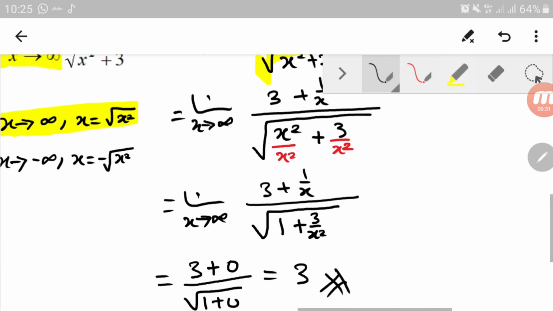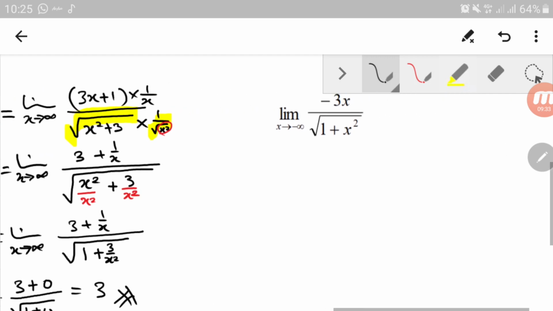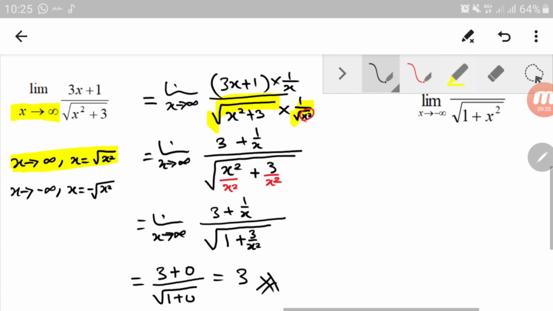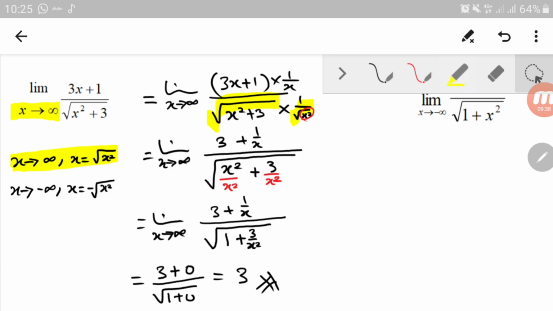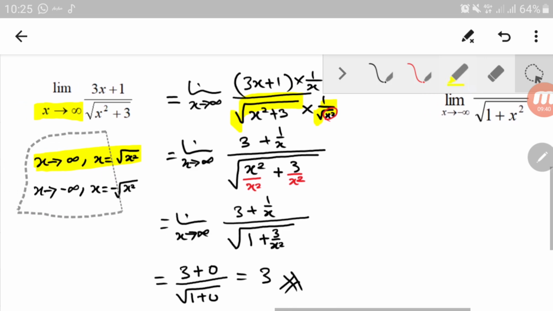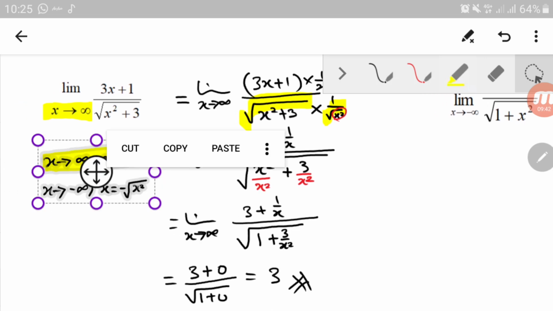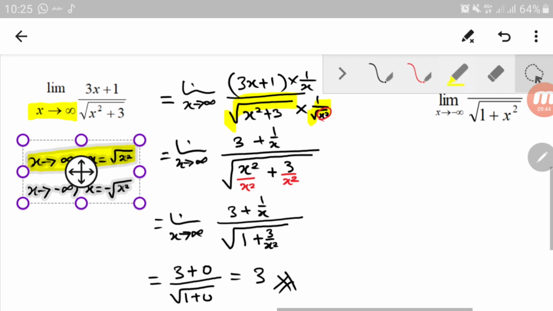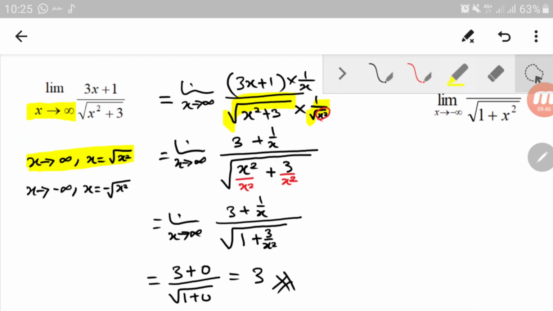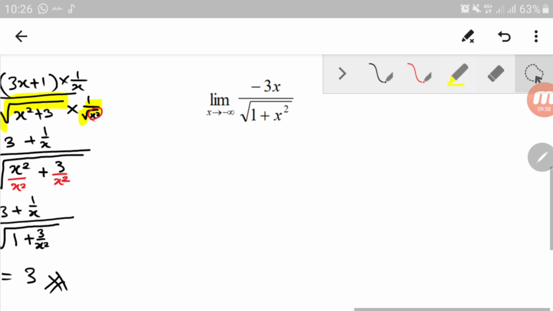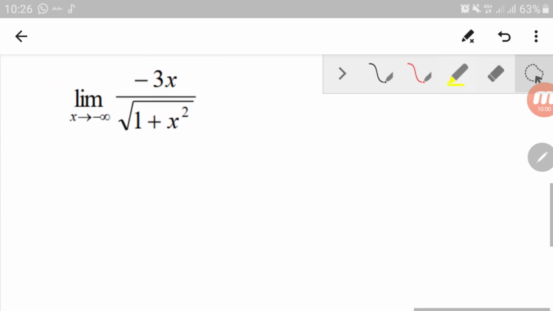Let's move on to the last example. Maybe you want to have a look at the overall working. I'll stop my movement, and then you can screenshot or pause the video if you want to see the solution from top to bottom. Okay, let's move on to the last example.